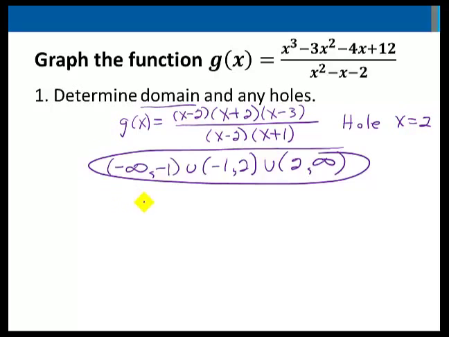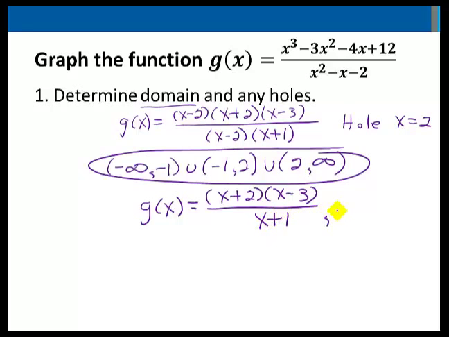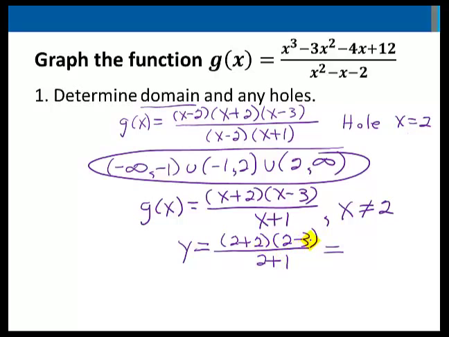Let's simplify g of x a bit. Let's write it as x plus 2 times x minus 3 over x plus 1, making a note that x cannot be equal to 2. And then let's find the y value at that hole using this simpler version of g of x. At the hole, y will equal 2 plus 2 times 2 minus 3 over 2 plus 1. So we'll have a y value of negative 4/3. And my hole will be the point on the graph of 2, negative 4/3.